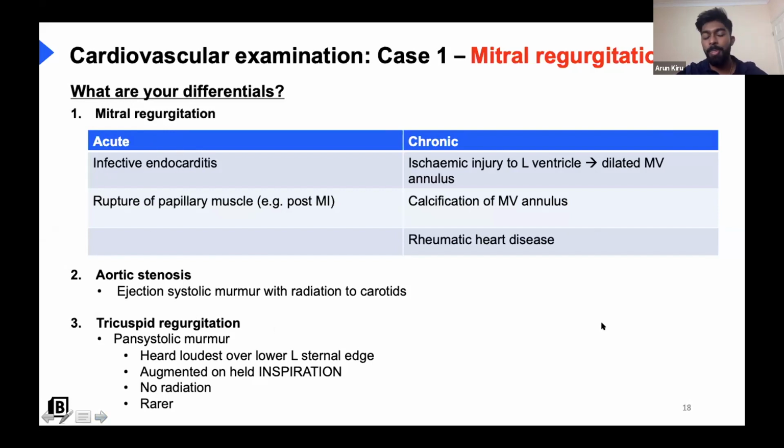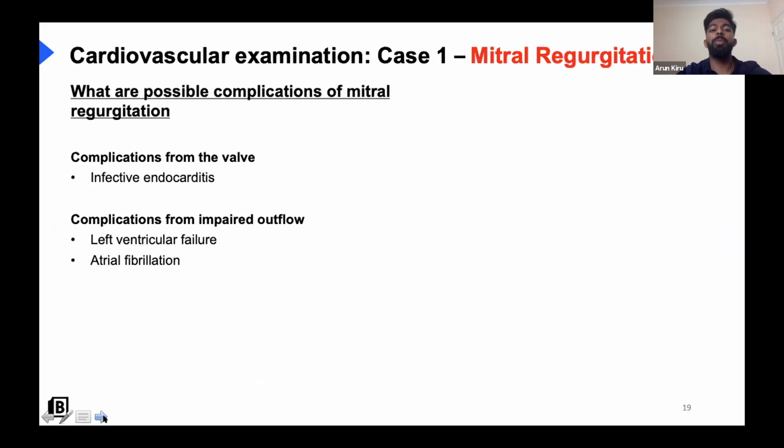Okay, so we've talked about differentials, and you've subclassified into potential causes. Now, what are the possible complications you could get asked of mitral regurgitation? Once again, we're trying to classify. And remember, if you look at this slide, we've only actually said three things. We've said infective endocarditis, ventricular failure, and atrial fibrillation. We've only said three points, but just by classifying, it makes us look like we're saying more.